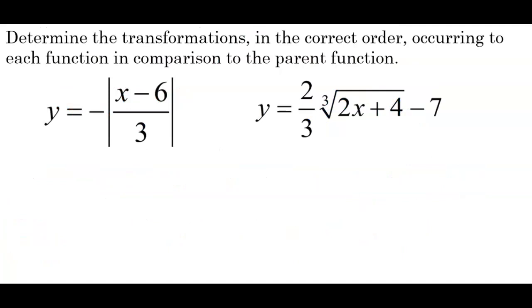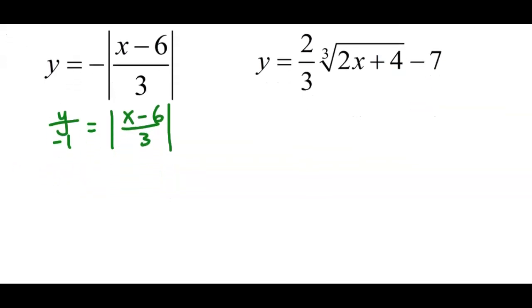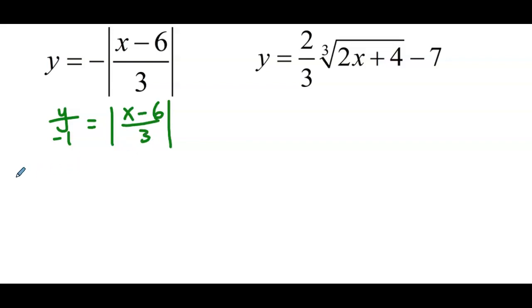Same directions, our next function is y equals -1 times the absolute value of (x minus 6) all divided by 3. So first we'll move the -1 to the other side since it's outside the parent function. So we have y divided by -1 equals the absolute value of (x minus 6) all divided by 3. First things first, we want to identify that scale factor. So we're dividing the x's by 3, so we're multiplying x by 3, and dividing y by -1, so we're multiplying by -1. One of our scale factors is negative, so that means we have a reflection as well as a scaling.